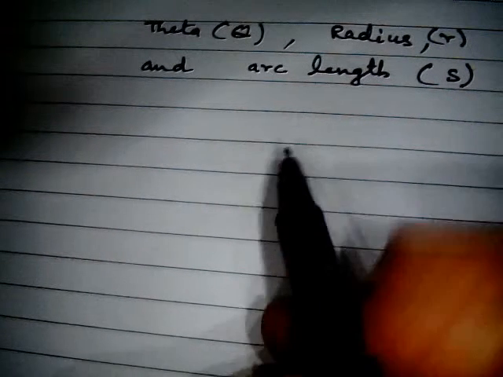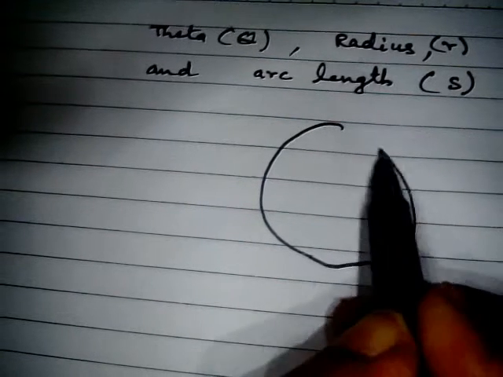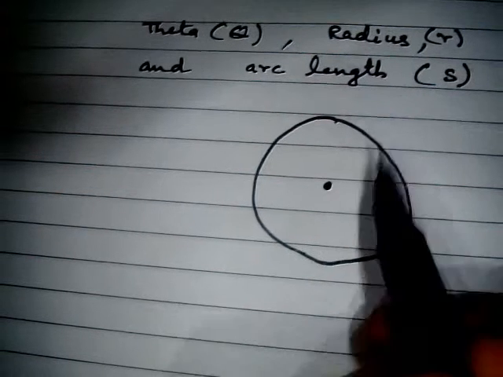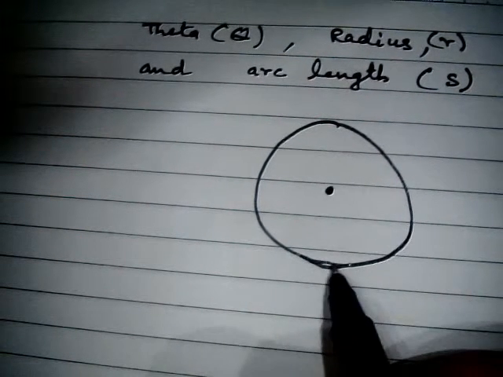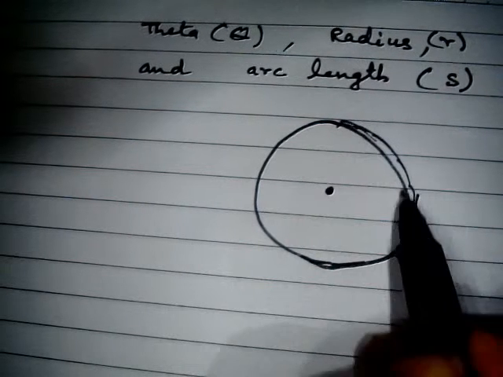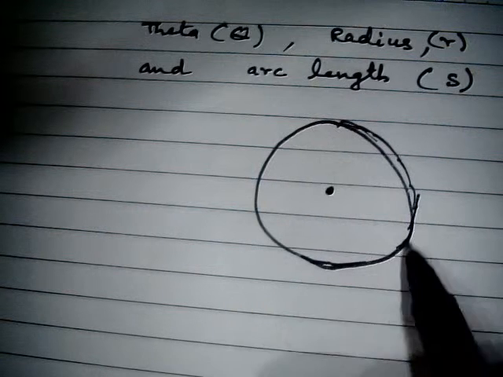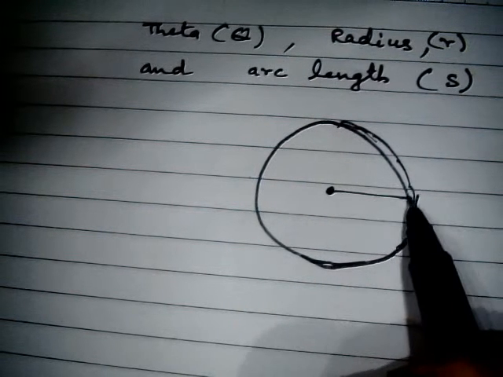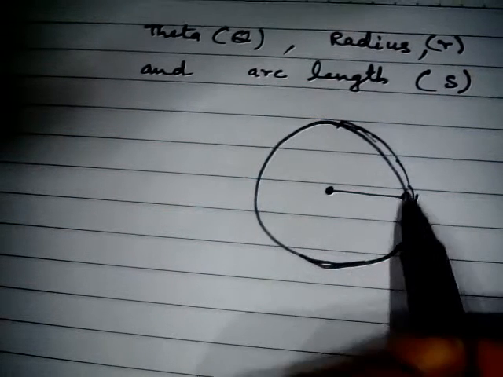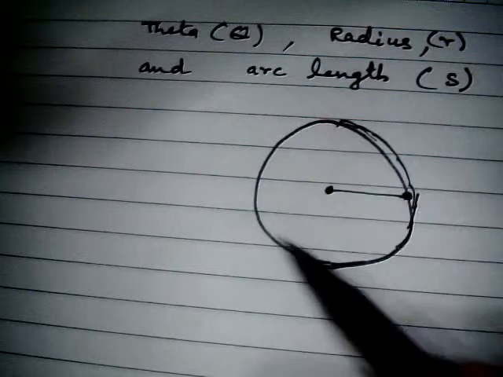Okay, this is your circle, and this is the center of the circle. What is called an arc? When you move on the boundary of the circle, this is an arc. Suppose from here you started moving and you complete one round and come back to this point, this is a full arc. The part which is curved is called an arc. So here this is the curved part.